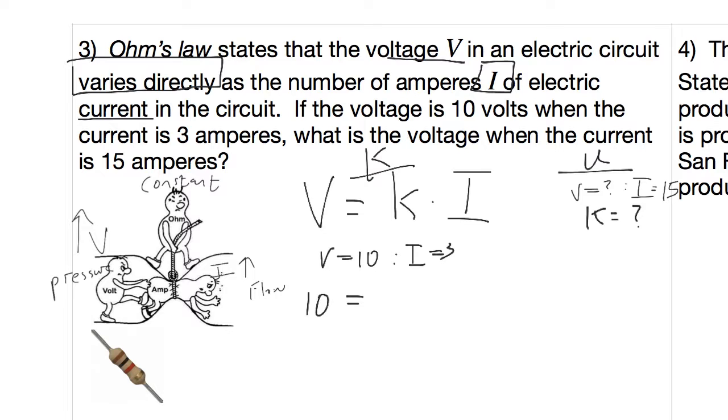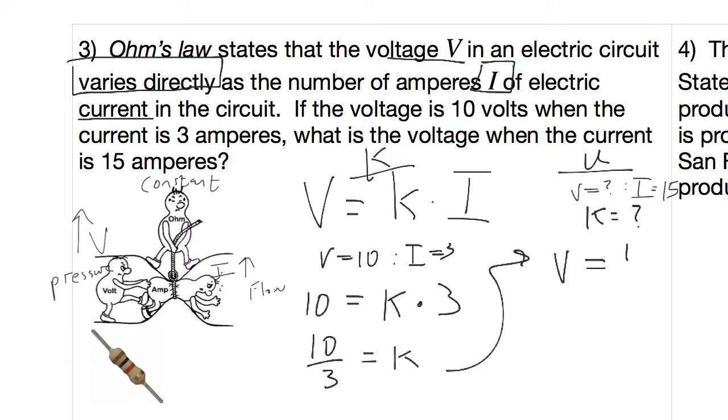So let's solve for K. 10 volts is equal to some resistance times 3 amps. So solving for K, we get 10 over 3. The value of K, the resistance for this resistor, is 10 over 3 ohms. V is equal to 10 over 3 I. And now we want to figure out what V is when I is 15. So the voltage is going to be, canceling out the 3's, voltage has to be 50 volts.